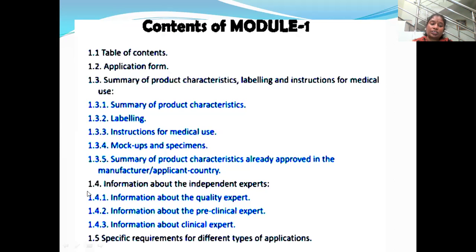about the independent experts, information about the quality experts, information about the preclinical experts, and information about the clinical experts. That means the information about quality, preclinical, and clinical experts you will find in this module 1. So module 1.5, what it contains means specific requirements of the different types of the applicant you will get. So this is the module 1. So you have to write in detail in your exams.